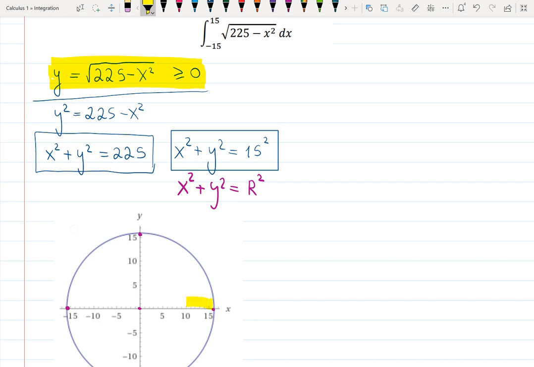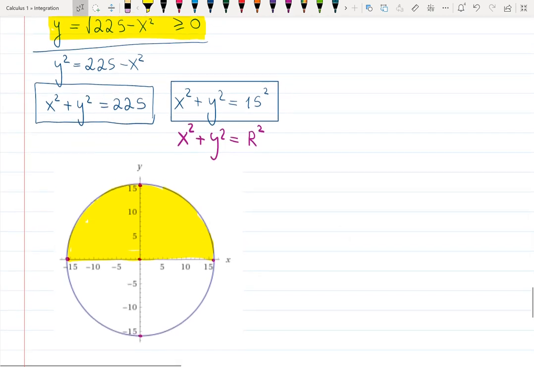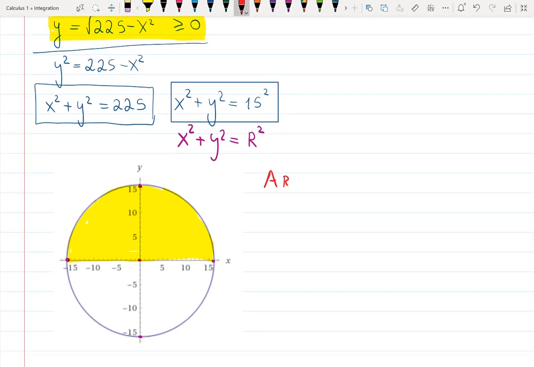So actually we're talking only about the upper half of the circle. Here it is. Since we're talking about only the upper half of the circle, we can find the area of the total circle and then just divide by 2. Now it requires you to remember the area of the circle.